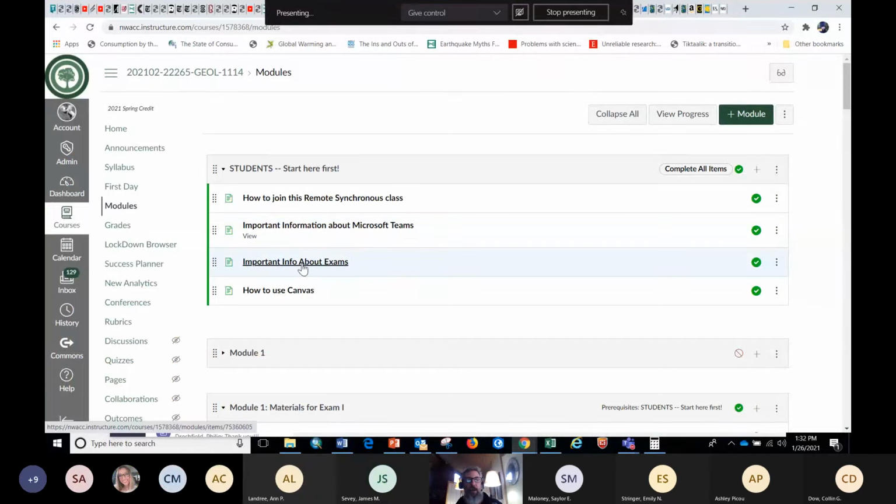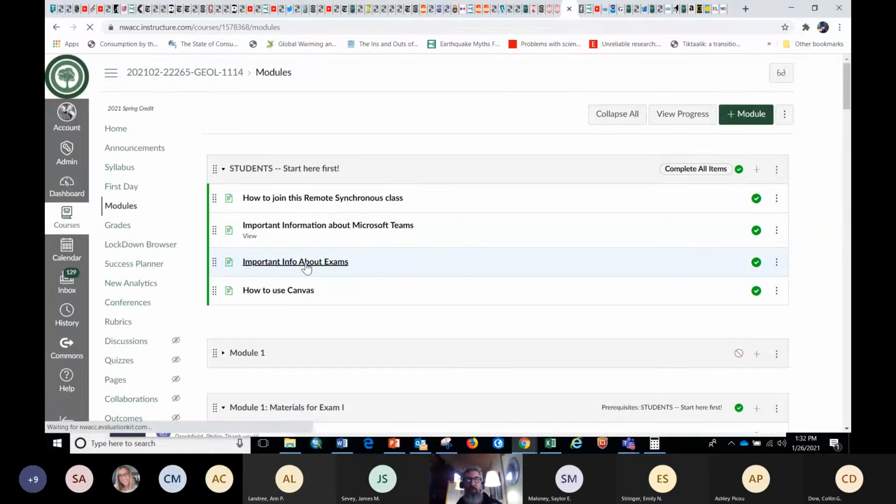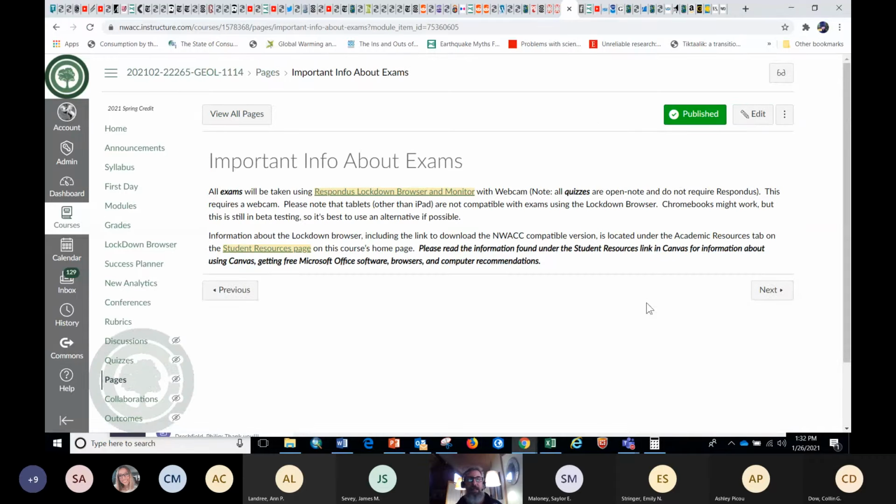Of course, that exam is going to be done using lockdown browser with webcam. So let me direct you again to this little spot here on the important info about the exams, where you need to download that piece of software and have it ready for that exam. And one of the things we're going to do this Thursday is look at your study guide for that. We're going to go over that study guide and review a bit.